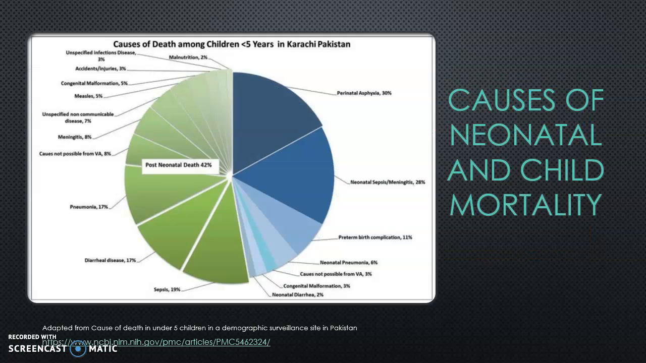So this infographic is specifically for children in Karachi. However, it can be generally applied to the country. For neonates, the main causes of death are asphyxiation, sepsis, meningitis, and birth complications. For infants and children, the main causes are pneumonia, diarrhea diseases, and sepsis.